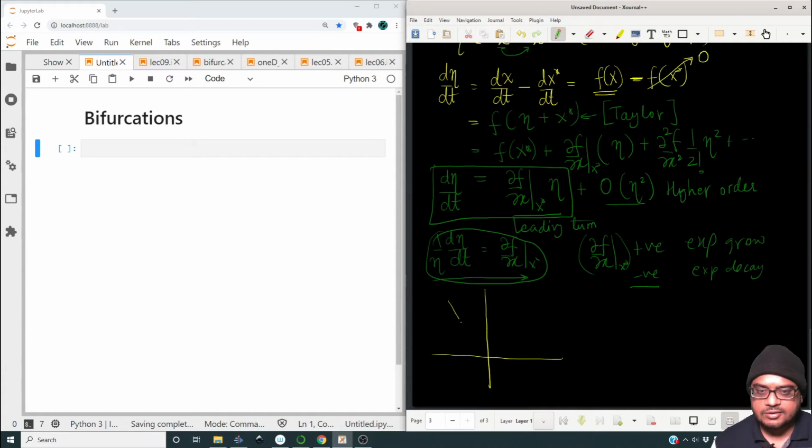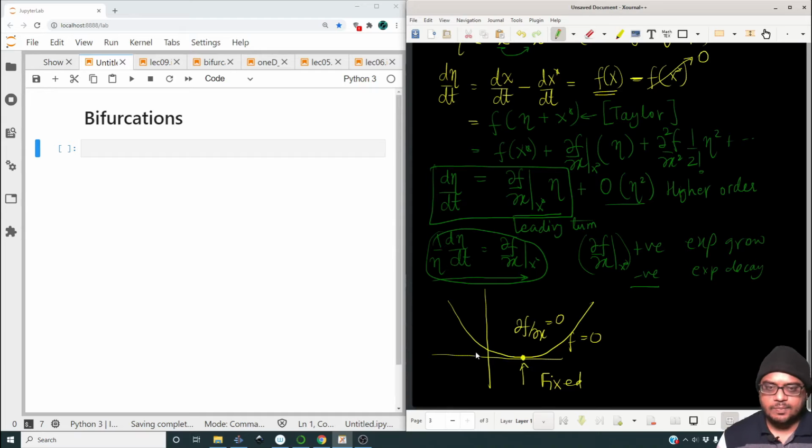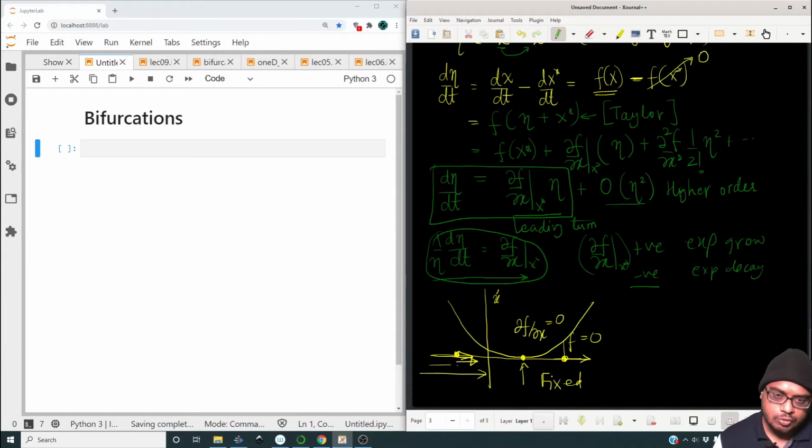So let us draw the condition where del f del x is 0, something like this. At this point, del f del x is 0 and f is also 0. So obviously this is a fixed point. But what happens over here? If we have this as an initial condition, x dot at this point is positive, so this point tends to go towards the right. If we have an initial condition over here, once again x dot is positive and it tends to go over here. So all the points on this side tend to go towards this. All the points on this side tend to go away from this. So it is called a half stable point.